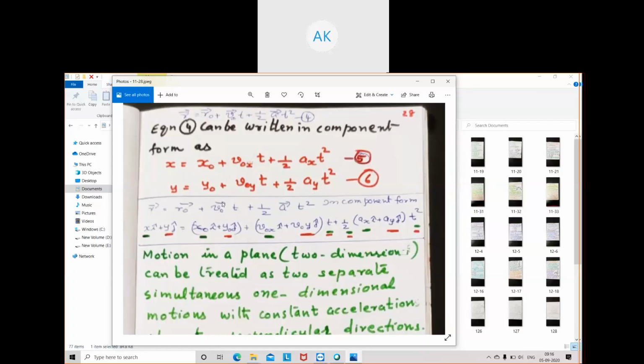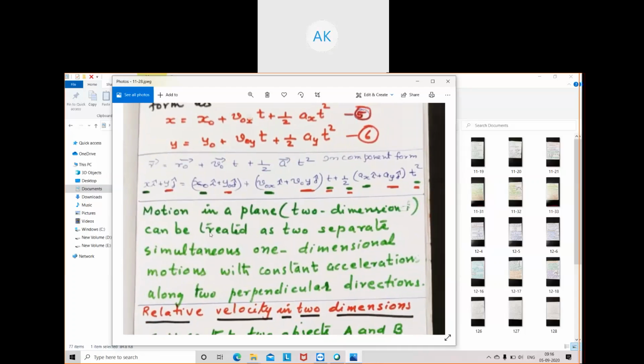Along the y direction, what is its velocity? What is the time taken to reach the highest point? What is the acceleration? For all this, we take this equation. So it can be considered as two separate one-dimensional motions, separate motion along the x-axis and along the y-axis. So motion in a plane can be treated as two separate simultaneous one-dimensional motions. Both are taking place at the same time.